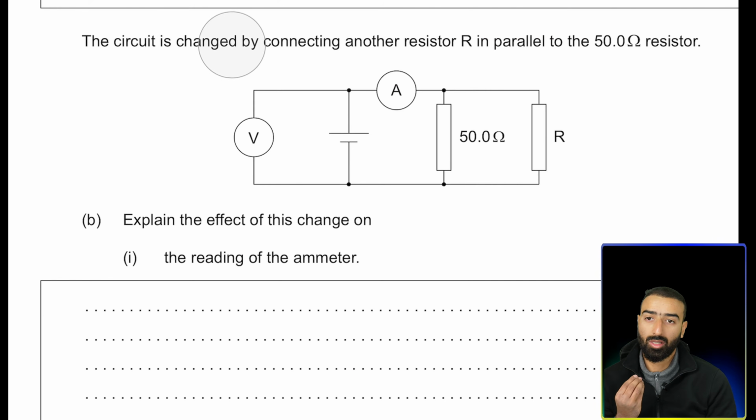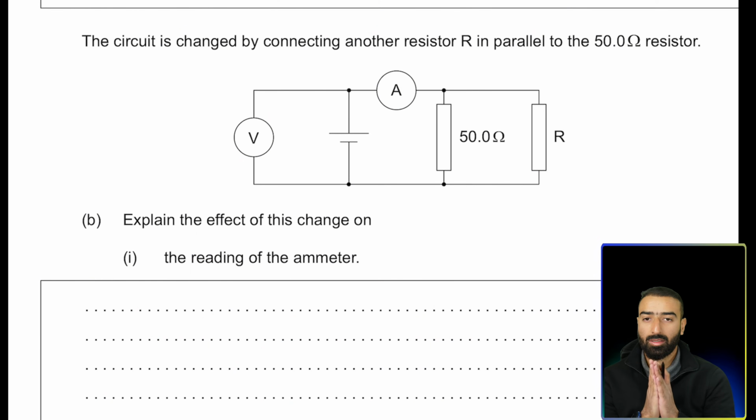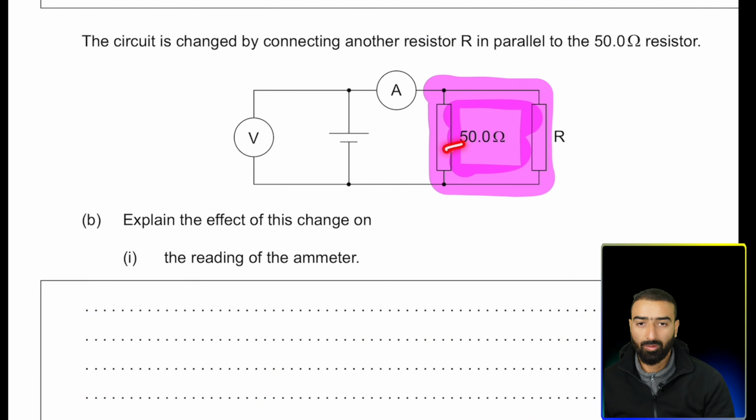The circuit is changed by connecting another resistor R in parallel to the 50 ohm resistor. That's shown here. Explain the effect of this change on the reading of the ammeter. We must realize that whenever we combine two resistors in parallel, the total resistance of the system is always smaller, meaning the resistance of this entire combination is going to be less than both of them, 50 and R.